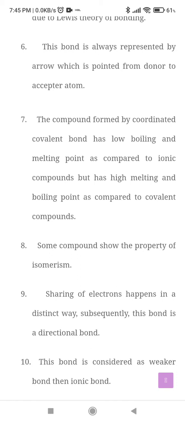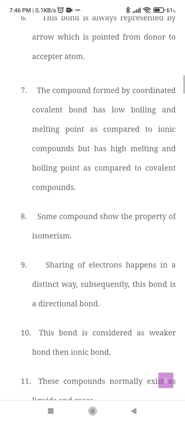The compound formed by coordinate covalent bond has a low boiling and melting point as compared to ionic compounds, but a high melting and boiling point as compared to covalent compounds. If we compare the melting and boiling points of these compounds with other compounds like ionic compounds and covalent compounds, these compounds have low melting and boiling points as compared to ionic compounds, but high melting and boiling points as compared to covalent compounds.